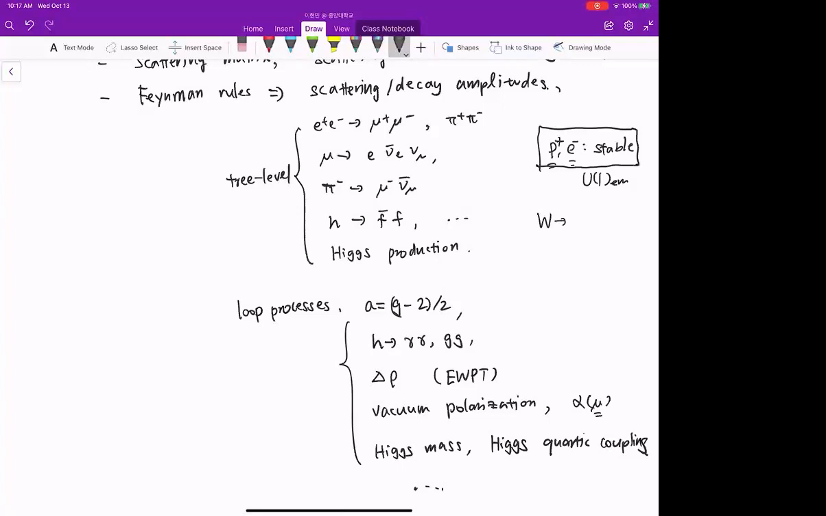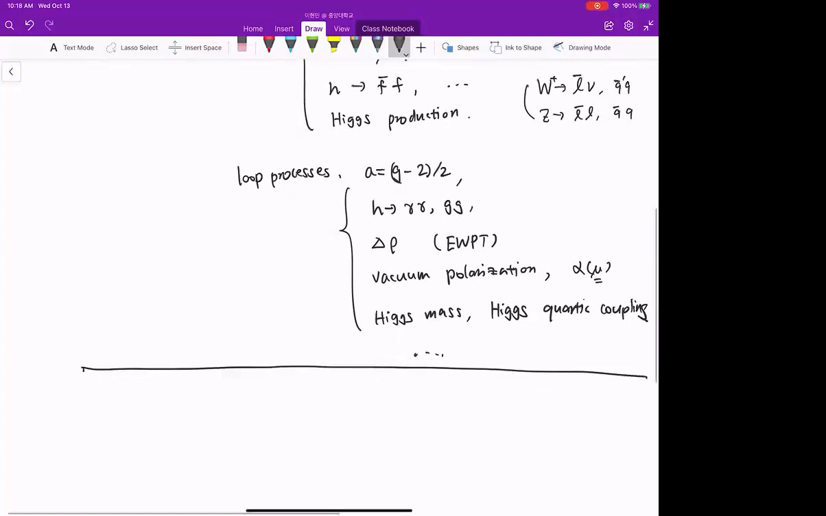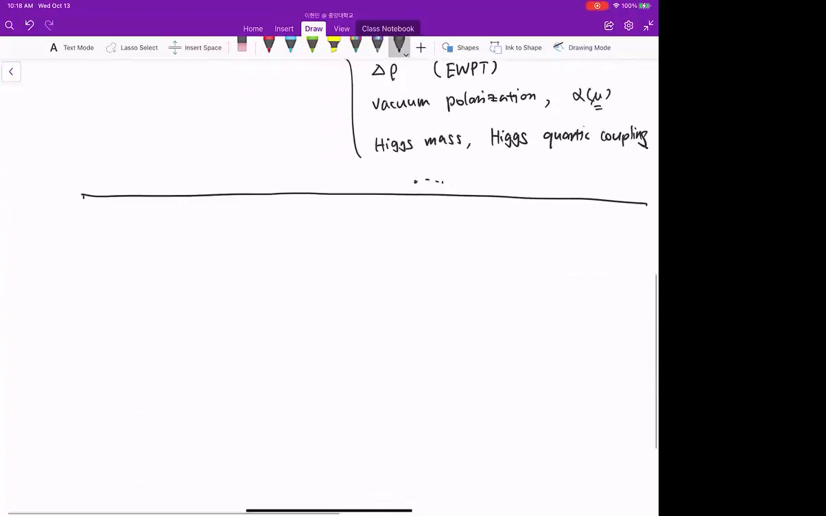So the W boson decays into leptonic channel and hadronic channel. And then the Z boson, leptonic channel and hadronic channels. So those are all present in the standard model. So everything is quantum field theory. You have to learn how to compute them. So let me go back to the chiral perturbation theory first, and then I will finish up our discussion.